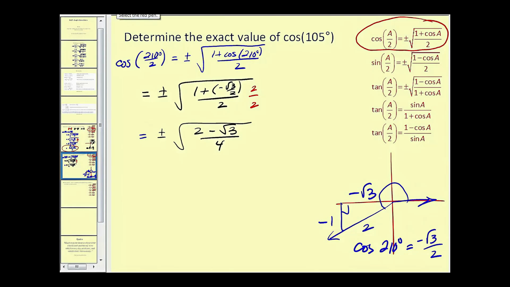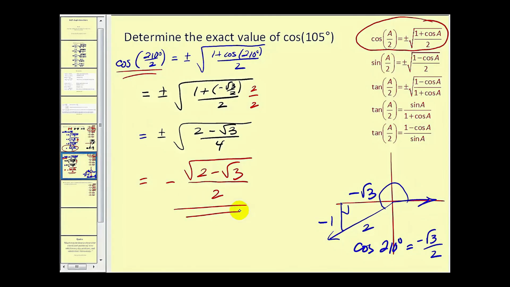And then lastly, 105 degrees falls in the second quadrant where the x-coordinate would be negative, therefore the cosine value would be negative. So this will be negative. The square root of 4 would give us 2, and the numerator does not simplify. We have the square root of 2 minus the square root of 3. And there's our function value.